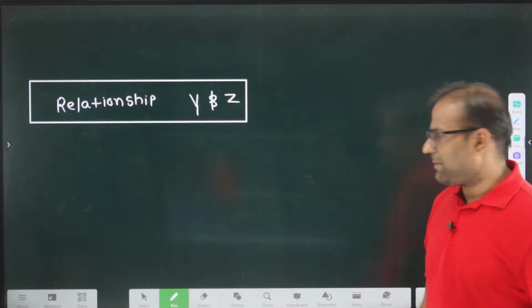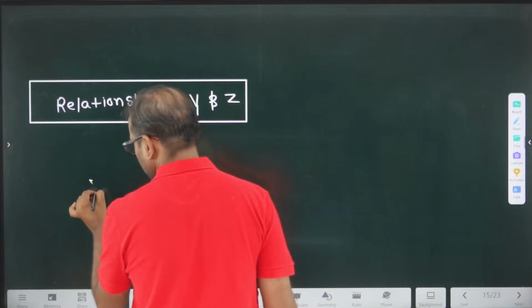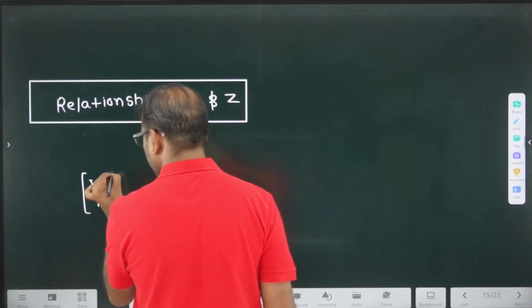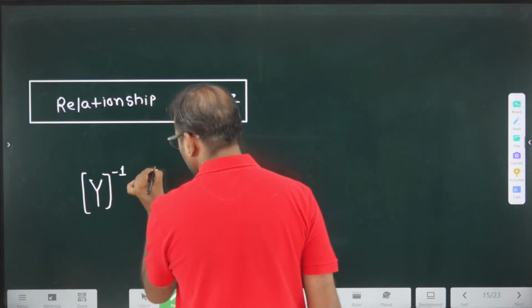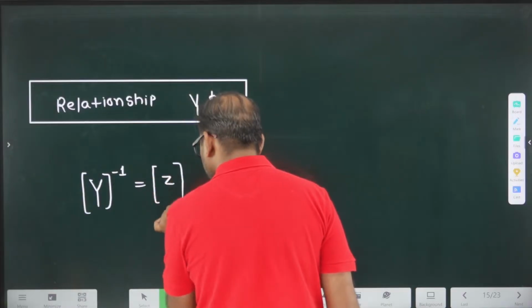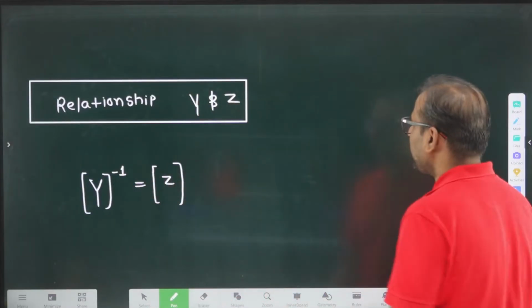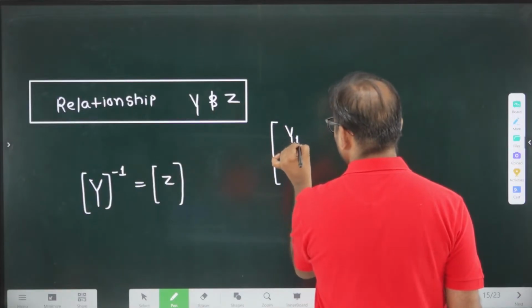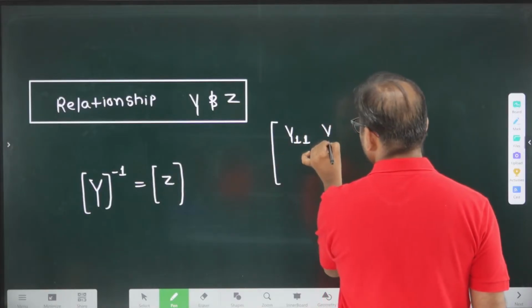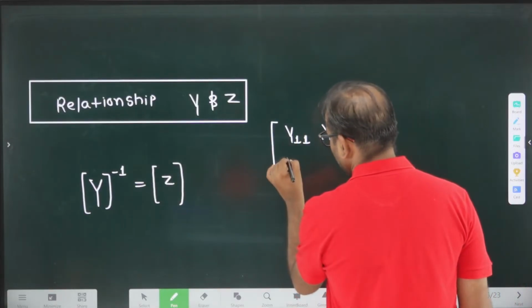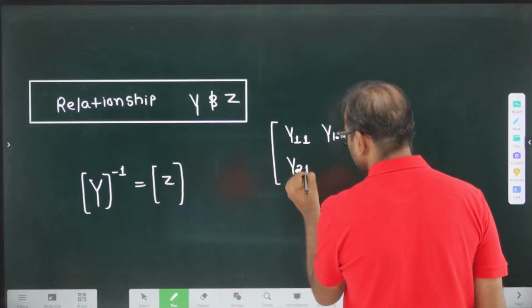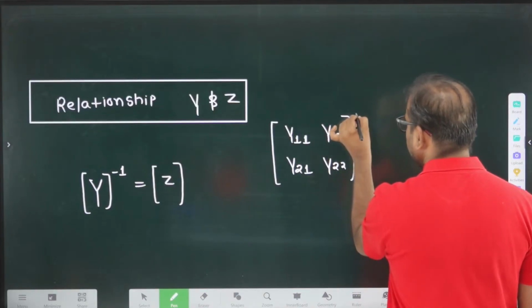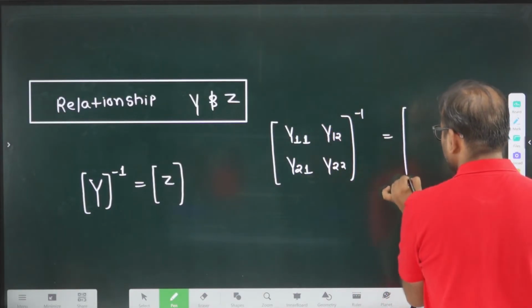Relationship between Y and Z parameter. So you can say Y inverse is equivalent to Z. You can use Y11, Y12, Y21, Y22. The inverse of the Y parameter is also equivalent to the Z parameter.